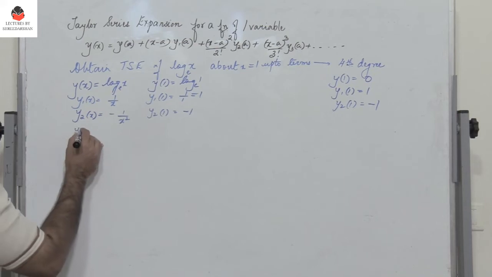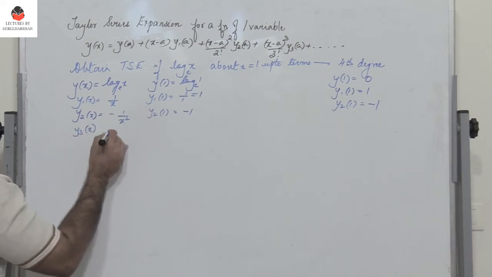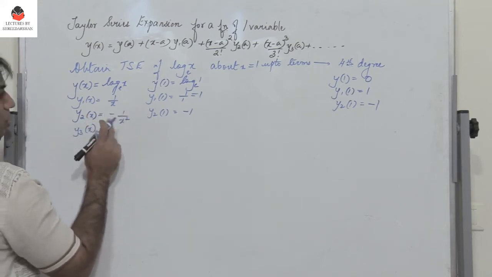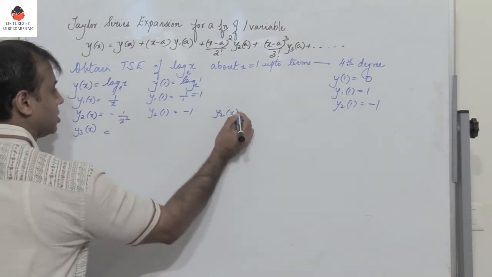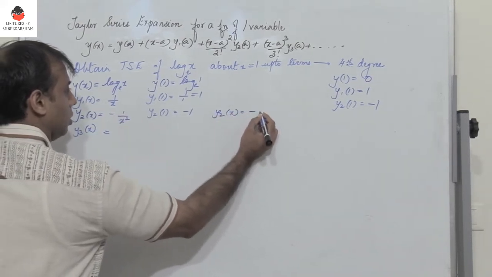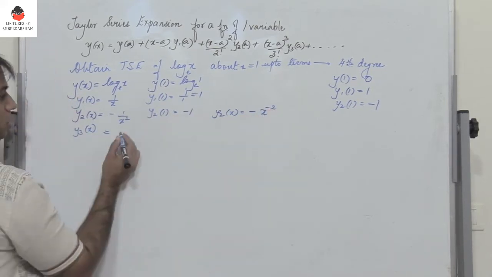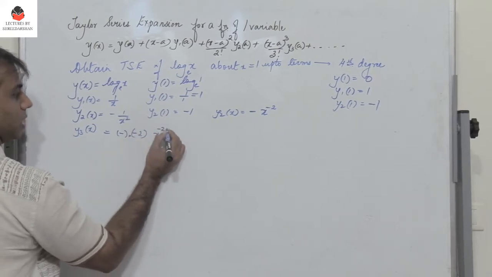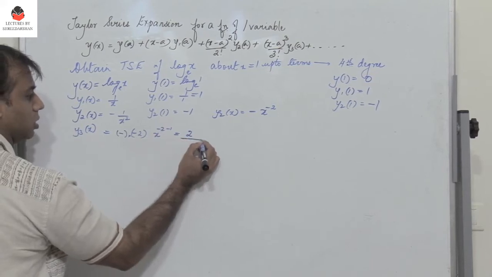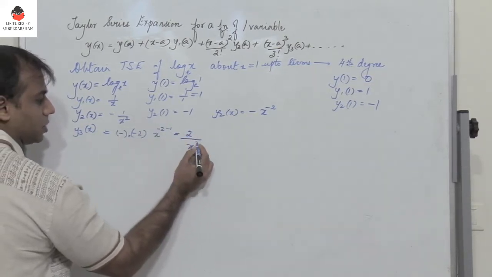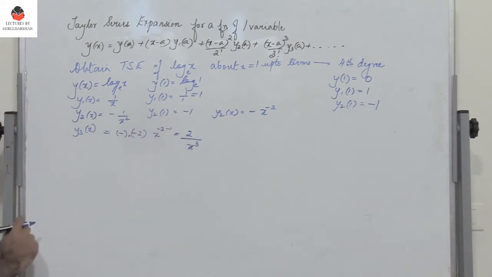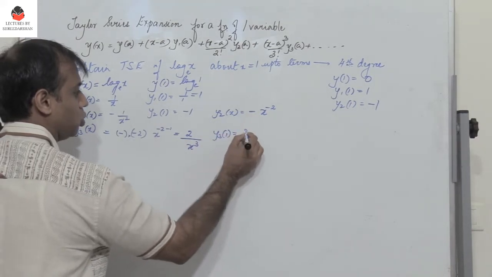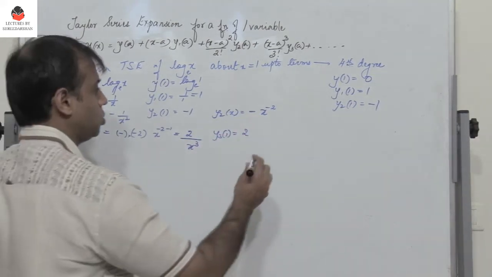Next, y3 of x equals, so you're going to differentiate minus 1 by x square. Observe here y2 of x can be written as minus of x power minus 2. So you would have minus of minus 2 into x power minus 2 minus 1, which will give me 2 divided by x power 3. So it is x power minus 3, so I bring it to the denominator, you get x power 3. So y3 of 1 is 2 by 1, which is 2.